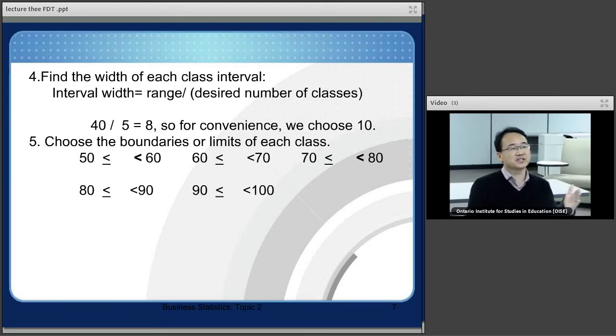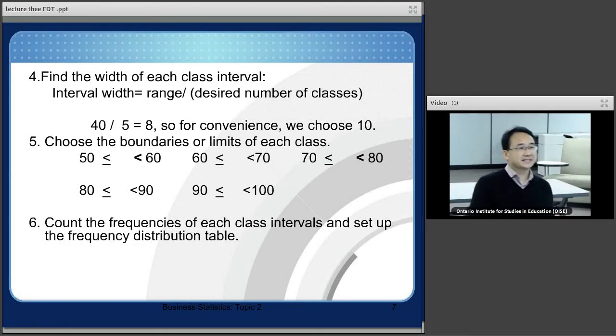That is from 50 to 60, 60 to 70, 70 to 80, 80 to 90, 90 to 100. That is 5 classes. For each class, we need to decide the boundary or limits of each class, lower limit and upper limit. And finally, we count the frequency of each class interval and set up the frequency distribution table.